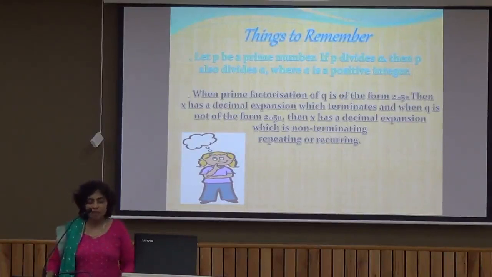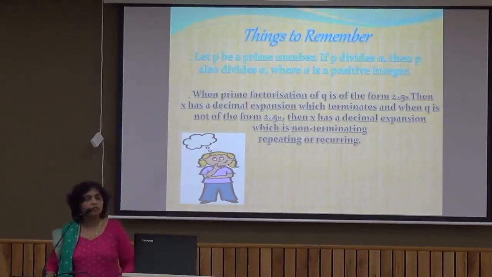So if we take the prime factorization of q as 2 raised to power m and 5 raised to power n, then x has a decimal expansion which terminates. And if q is not of the form 2 raised to power m and 5 raised to power n, then x has a decimal expansion which is non-terminating, repeating or recurring.